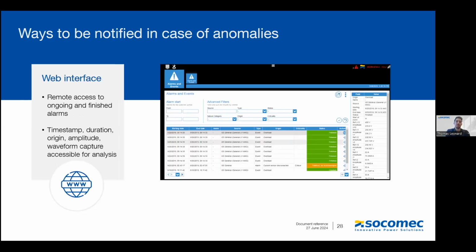Then we have the web interface, of course, WebUS, which will display the active alarms and the log of the finished alarms. So you have everything accessible with the timestamp, the duration, the origin of the alarm, the amplitude. For power quality events, you have the waveform capture accessible. So that's something that we have in the web interface, the WebUS.